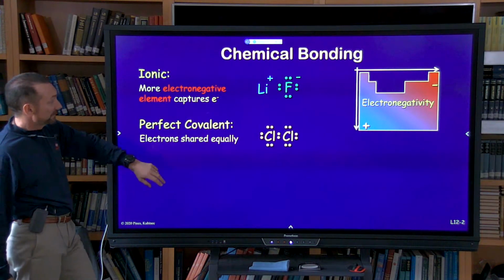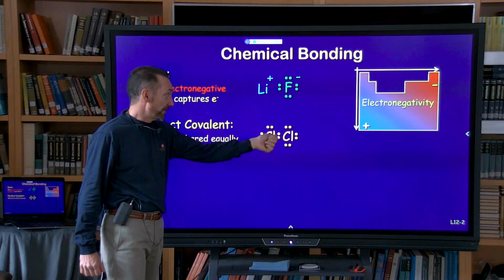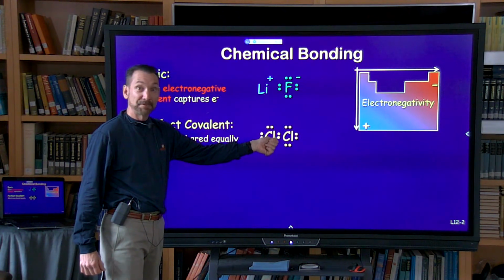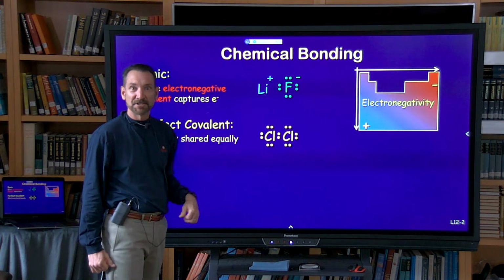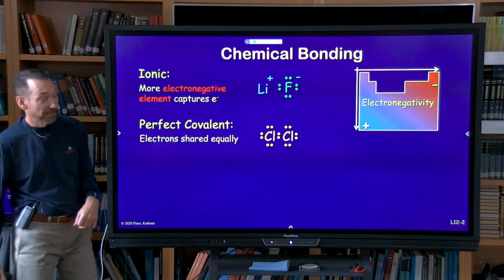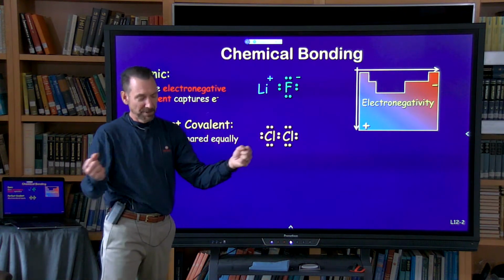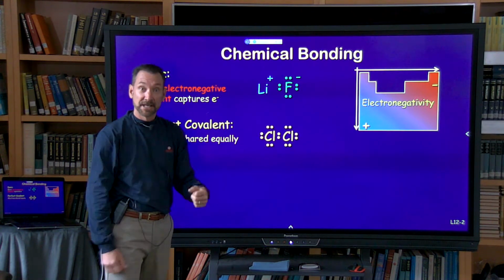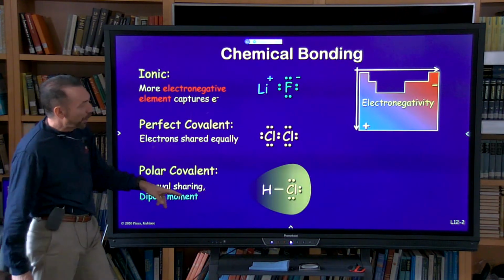Perfectly covalent, our rare perfect covalent, is where you share those absolutely equally, and you would only do that if the electronegativities of the two elements are the same. And obviously the way to do that is they're homonuclear. So homonuclear are the only perfect covalent bonds. Some are quite close because electronegativities can be close. And then the most common is polar covalent.